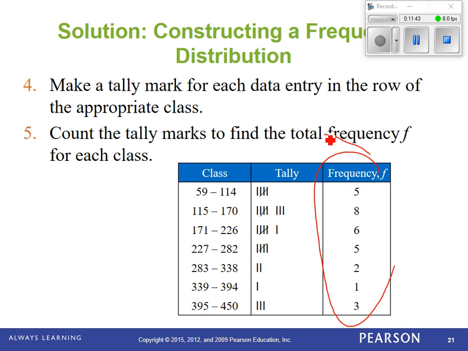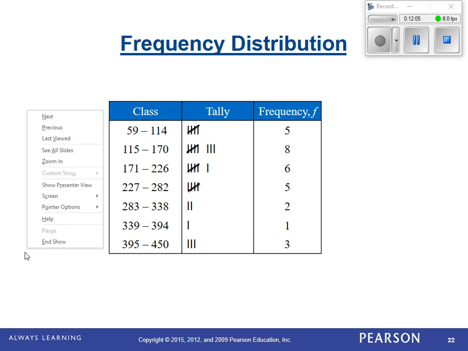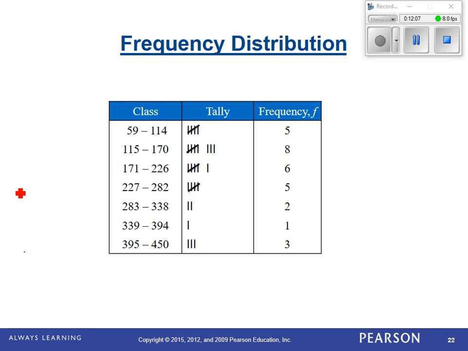When you get done with the frequency, please make sure, this is where that summation comes in, make sure you add all these up. 13, 19, 24, 27, 30. And make sure that you got the same number as the number that you had in your sample. That's what your frequency distribution looks like.